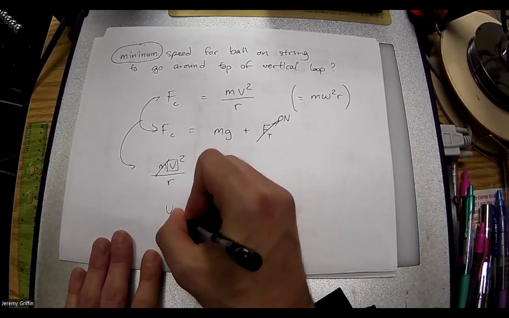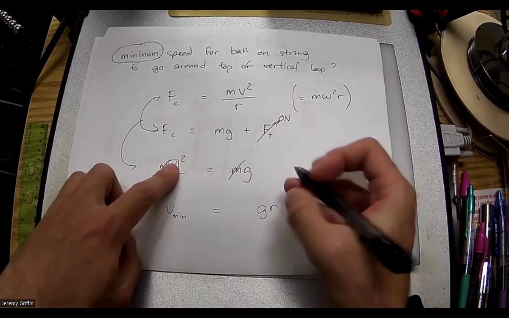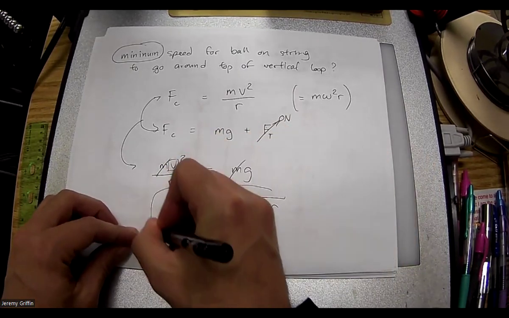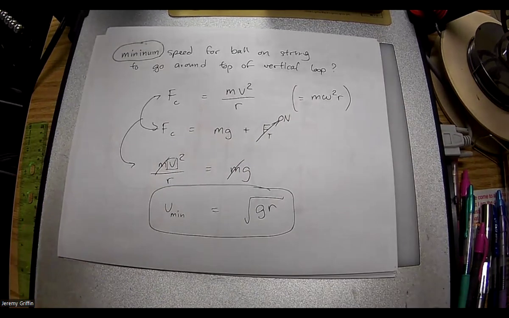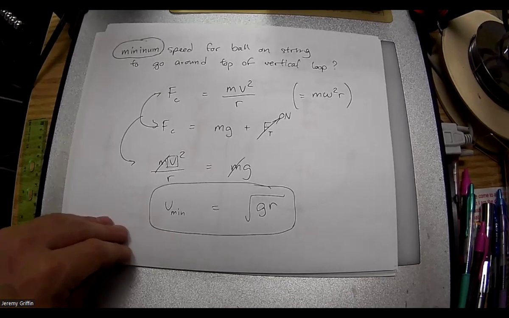So v minimum is, well, 2 steps away. I'm going to cross multiply the r, g times r, and take the square root. Hey, that's exactly what I said it was going to be. I said it was going to be square root gr. There you go. That right there would be a completely fair free response question. So you guys ready to field that in case you get that?